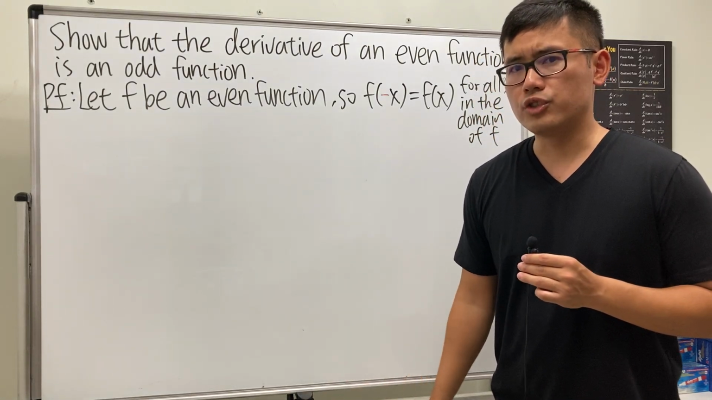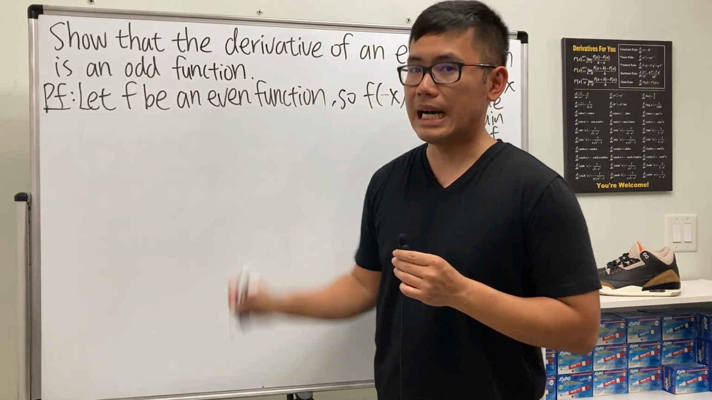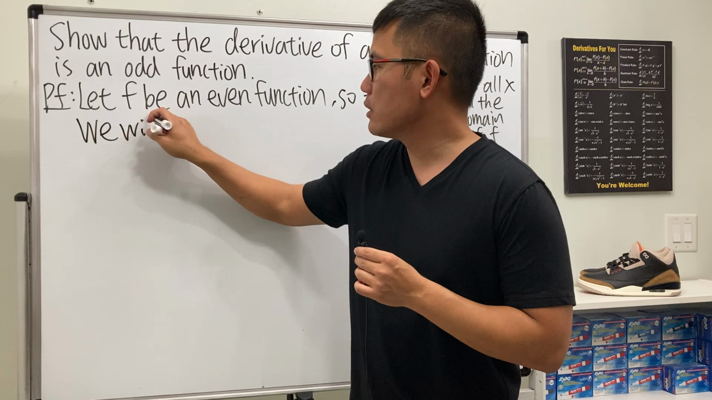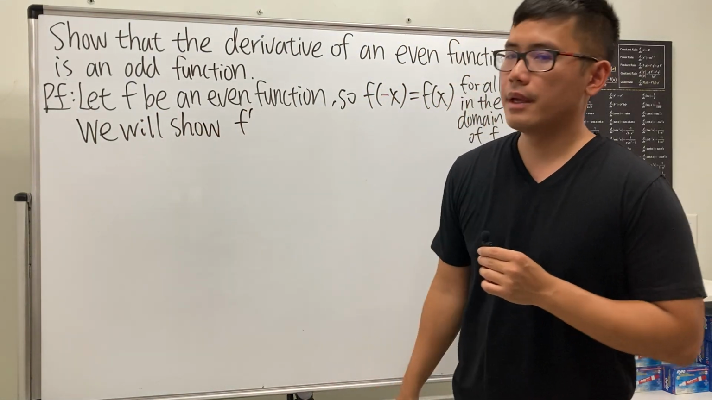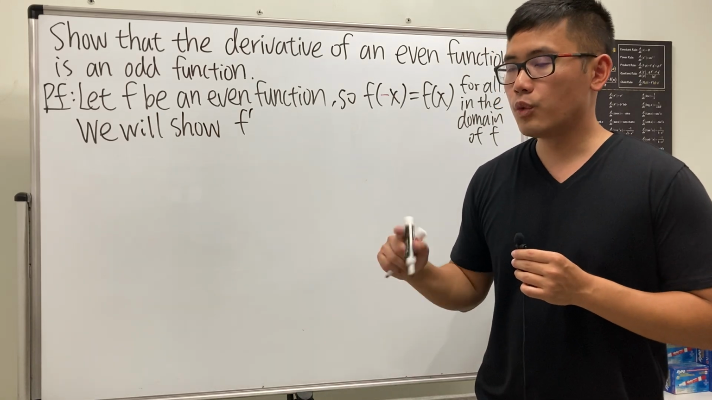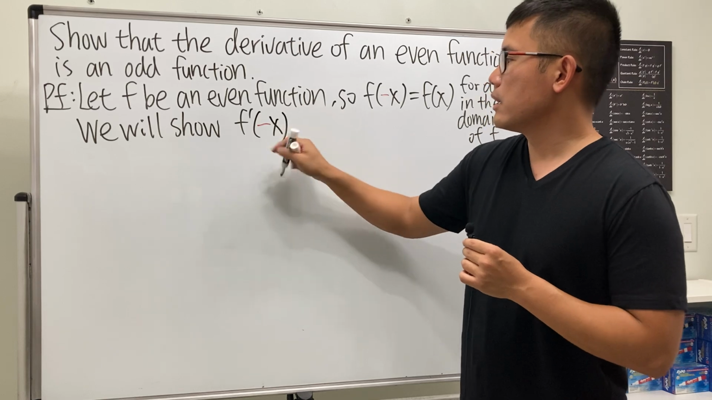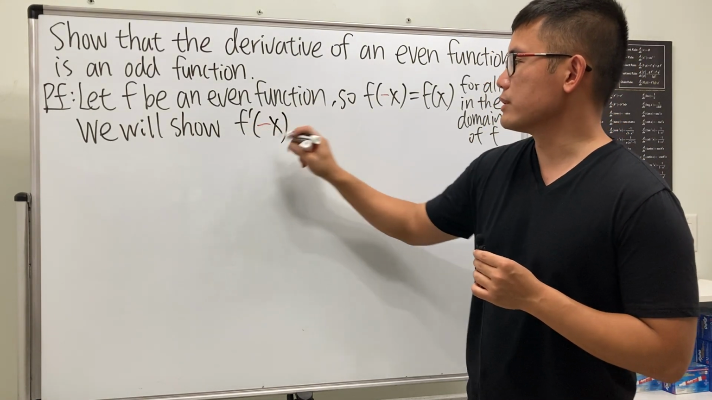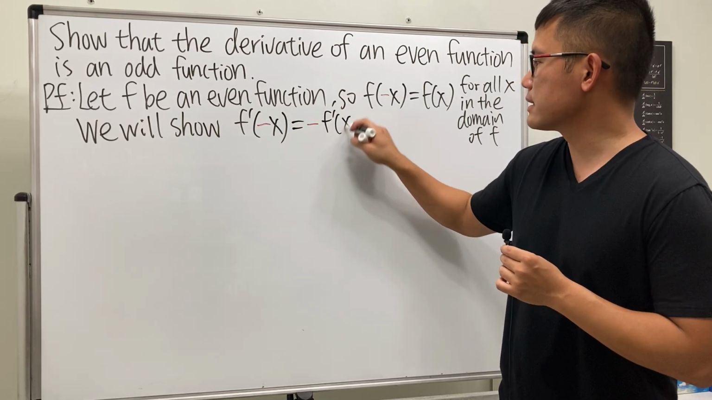And what do we want to achieve though? We want to show the derivative is odd. So let's go ahead and write this down. We will show the derivative, which is just f prime. But if you want to show that's odd, what we need to do is, if the input is negative x, if this is odd, that means we can put a negative on the outside. So we want to have negative f prime of x.